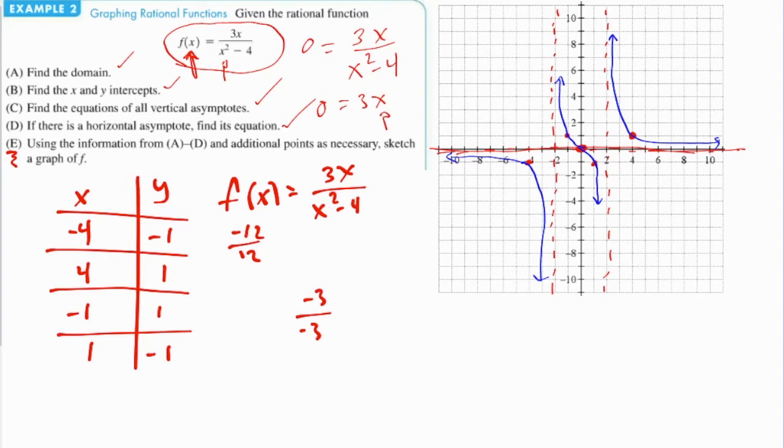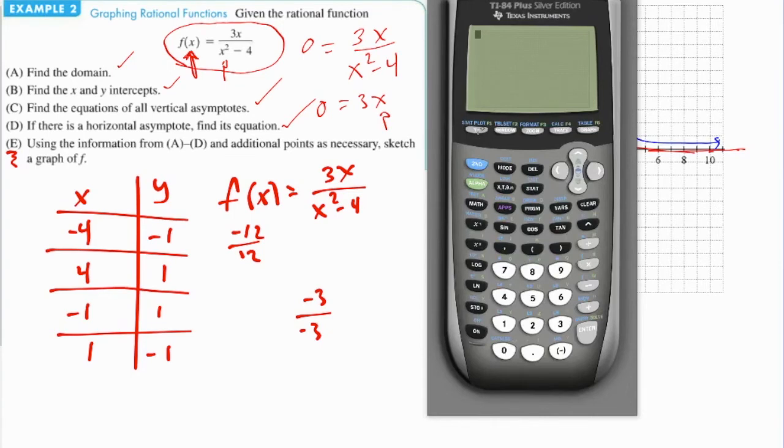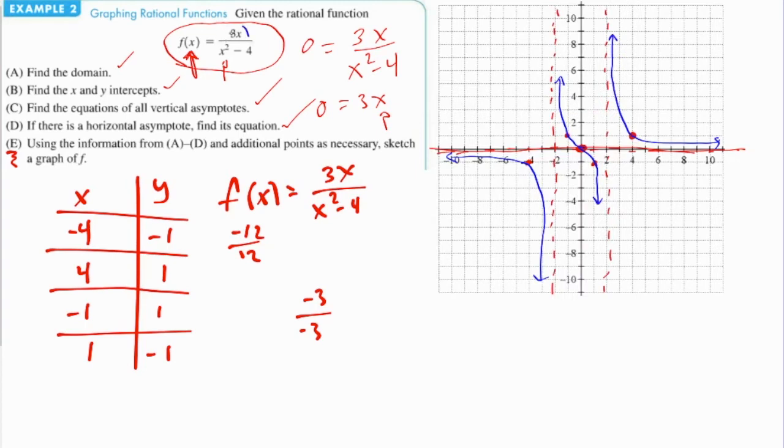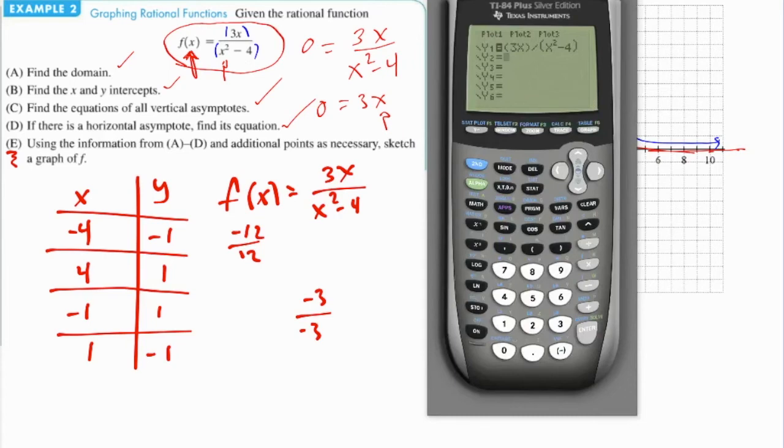And to verify this, we can plot it into our calculator to see how we did. So we'll hit y equals, and we'll type in parentheses 3x, close the parentheses, divide, parentheses, x squared minus 4, close the parentheses, and hit enter. You use parentheses to encase everything in the numerator and everything in the denominator, and that's to make sure that the order of operations are preserved. And then we hit graph.